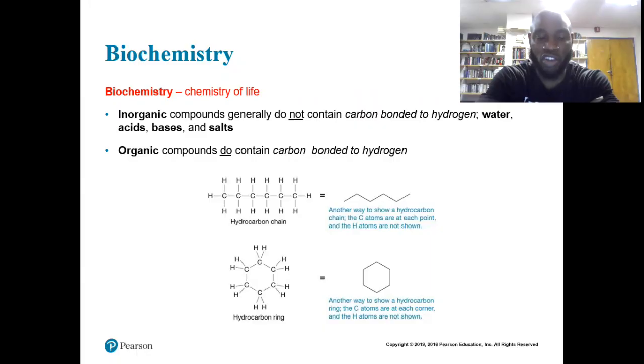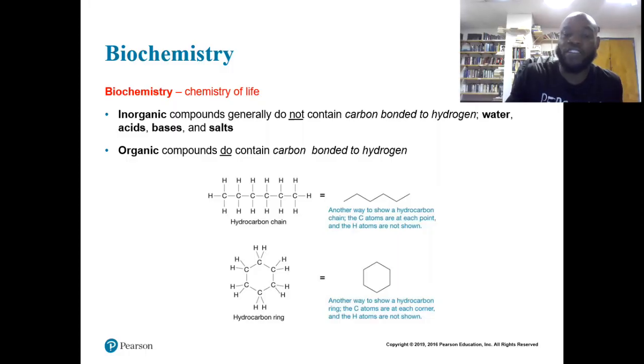So you won't see carbons with hydrogen. Water is oxygen bound to hydrogen, H2O. Water is considered inorganic. Bases and salts are also considered inorganic. Organic compounds, as you see here, contain carbon bound to hydrogen. Glucose, for instance, is a six carbon chain bound to hydrogens. That is considered organic. So that's a little confusing, what's organic and inorganic, but that's what it means.